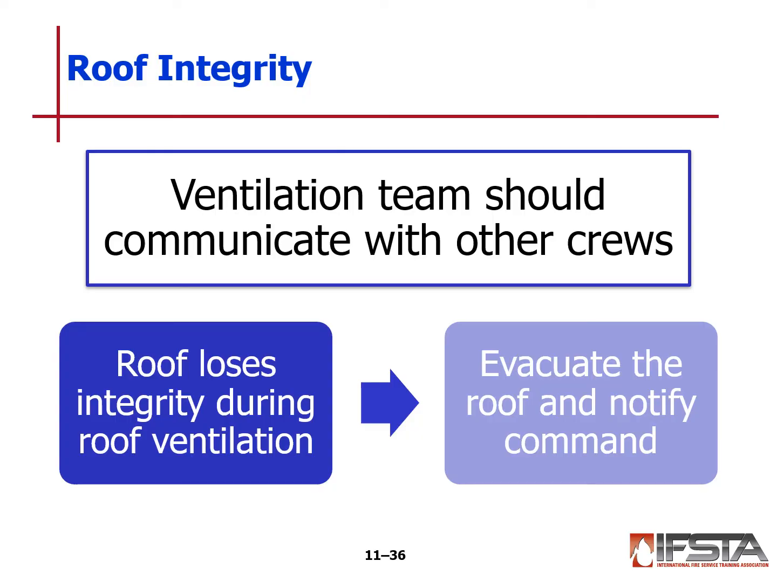The ventilation team should communicate with the other crews. The roof loses integrity during roof ventilation. We're cutting a hole in it, and even though we don't cut support members themselves, we can weaken it. Evacuate the roof and notify command if we lose integrity of that roof. The reason we want to ladder to different sides of a roof or a building when we put people on the roof to ventilate is so that if it were to weaken and lose integrity in the pathway that we took, and we can't go back that way, then we need an alternate way of egress.